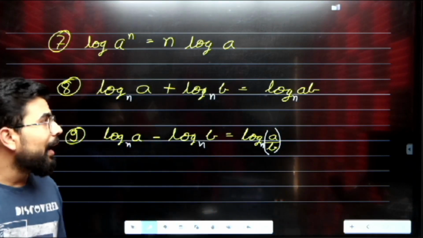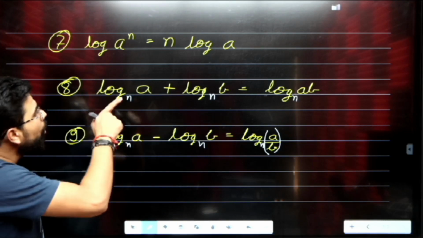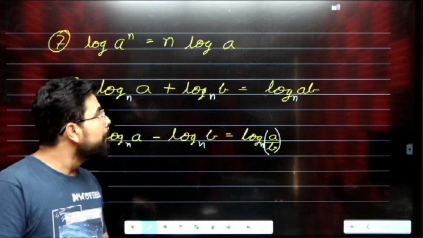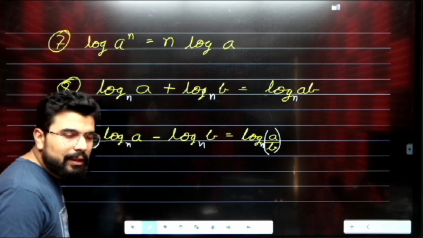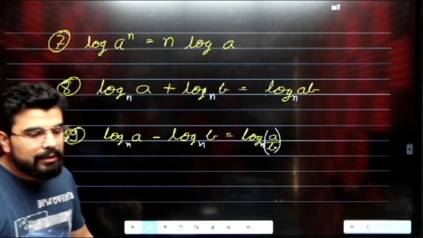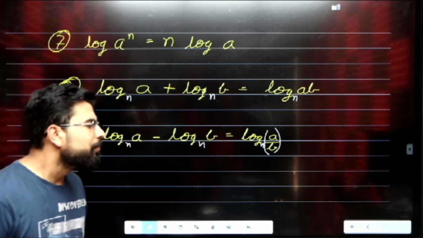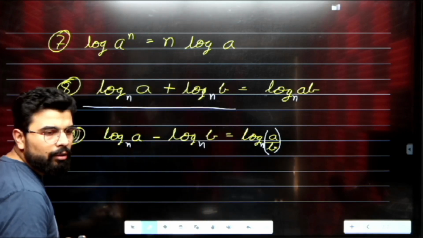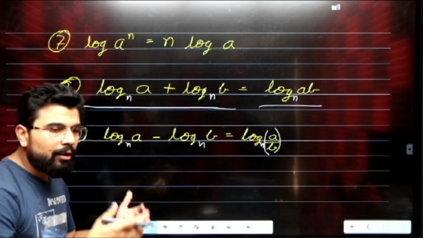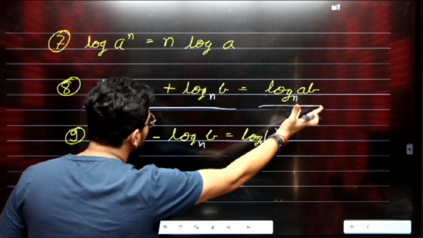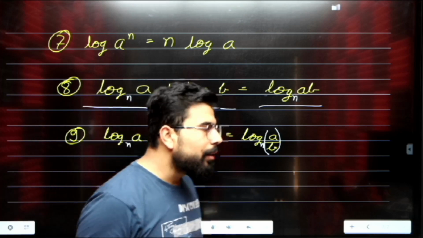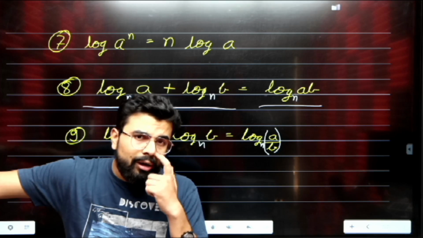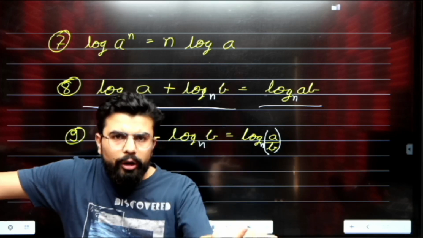Log a to the power n is n log a. Log a base n plus log b base n is equal to log ab base n. Log a base n minus log b base n is log a by b base n. Obviously, I can tell you one thing, that I can write log a plus log b as log ab. That also means that I can write log ab as log a plus log b. Like if I am writing 4 into 10, it is log 40. So I can also write log 40 as 2 into 20, 4 into 10, whatever it might be.